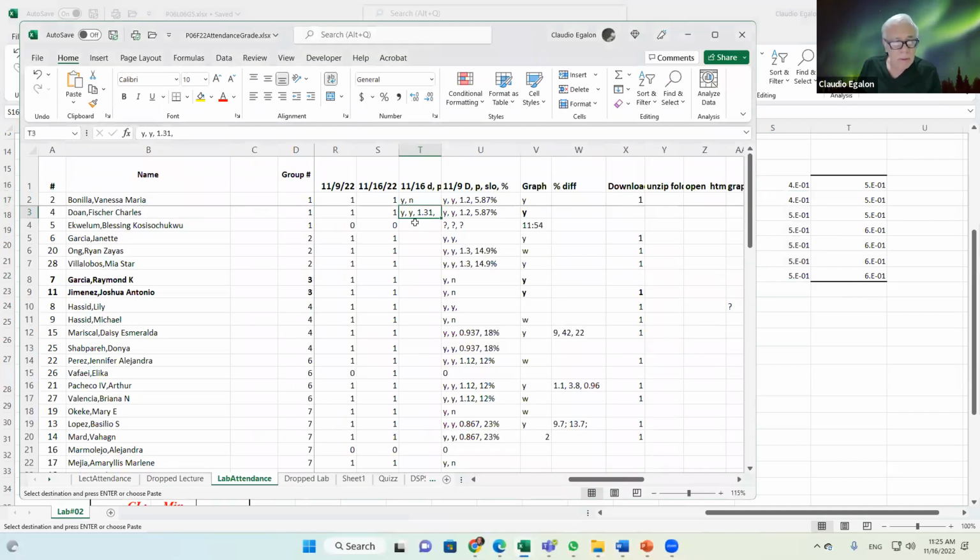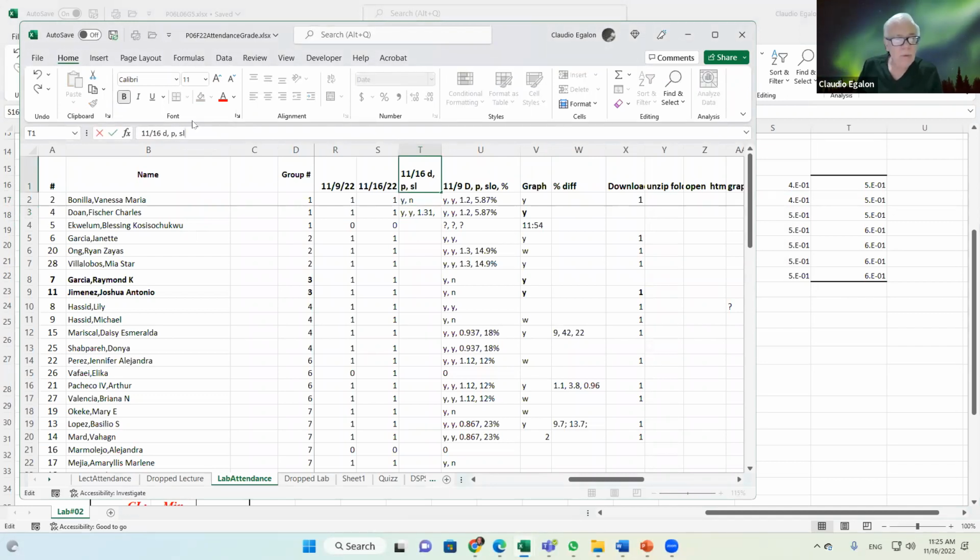Okay, good. 2%, right? Low percentage difference. You're getting 2.31%, right? Blessing, I don't think Blessing is here, right? Nope. Next is Janet Garcia, group number 2.